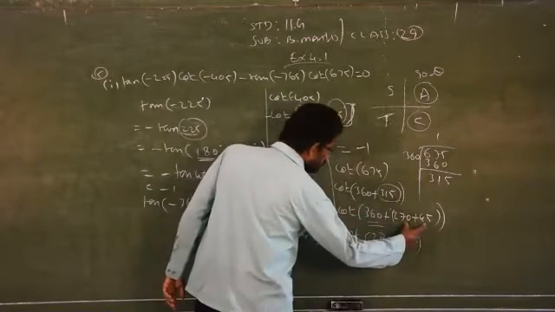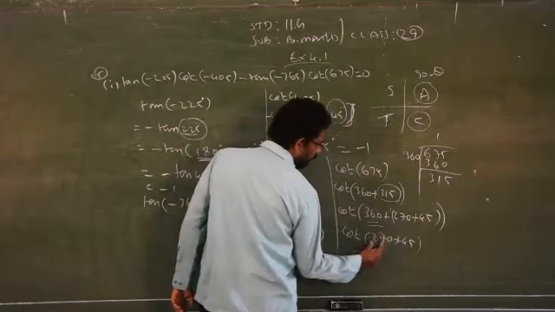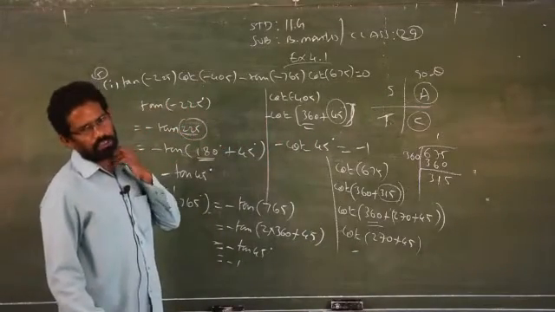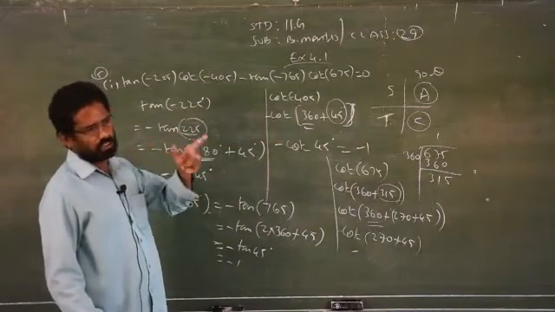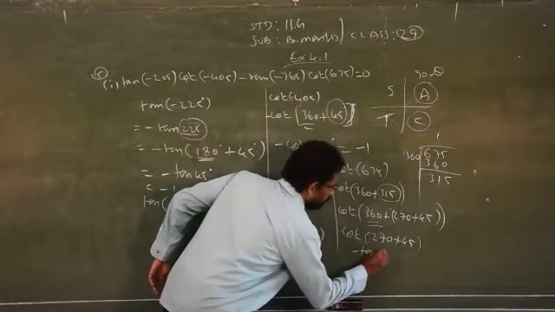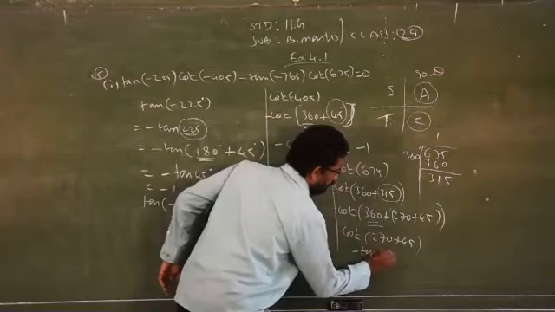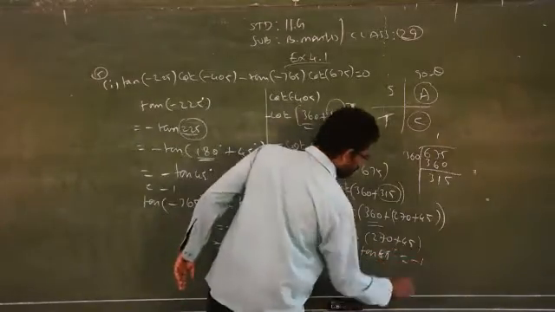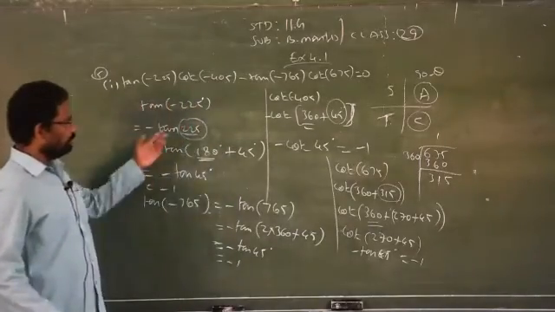But I express this 315 as 270 plus 45. So just now I said 90 plus or minus, 270 plus or minus, the ratio gets changed. Now cot will become tan. Cot will become tan 45. Tan 45 is how much? 1, so that is minus 1. So now I know all the values.